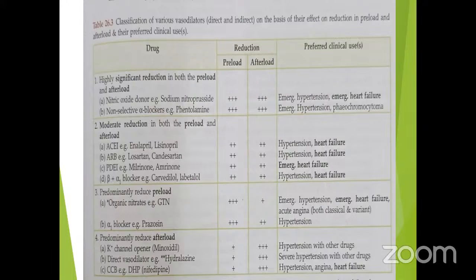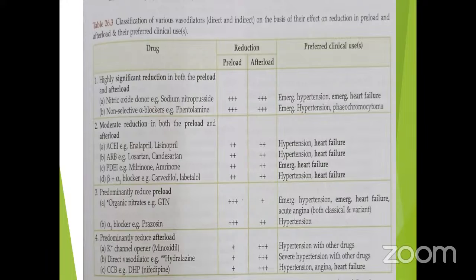Prazosin will cause first dose hypotension, so we normally use it as the last drug of choice after the ABCD drugs in hypertension, that is, resistant hypertension. We do not use it in heart failure, but we use GTN in heart failure.